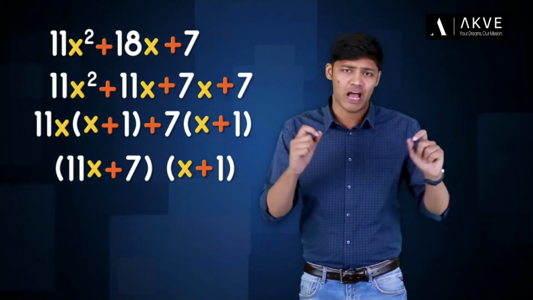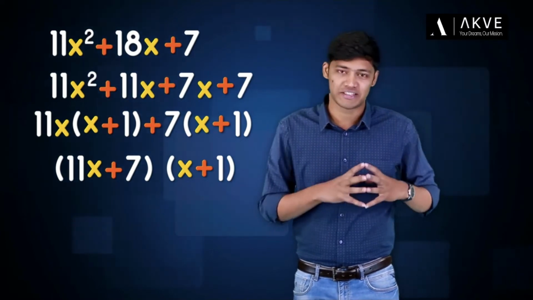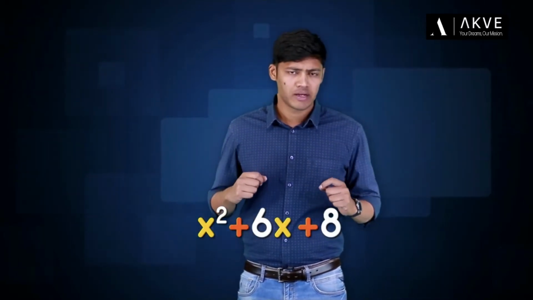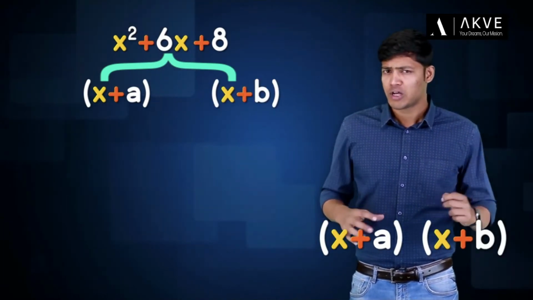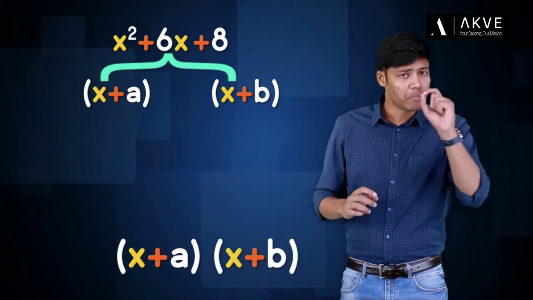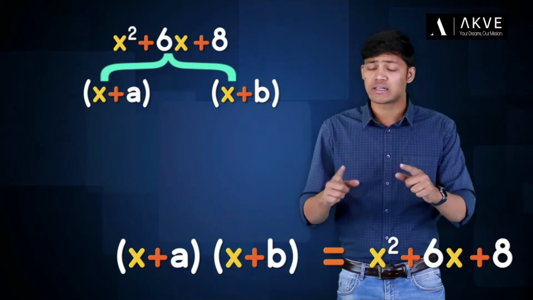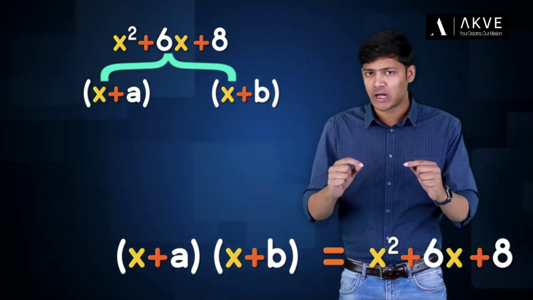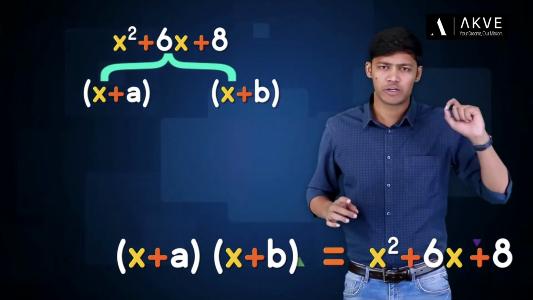There is another method as well. Let's learn even that method with the help of an example. Let's consider the polynomial x squared plus 6x plus 8. Let the factors be x plus a and x plus b. So, the product of x plus a and x plus b must be equal to x squared plus 6x plus 8, since x plus a and x plus b are the 2 factors of this polynomial. Now, you must be having a question.